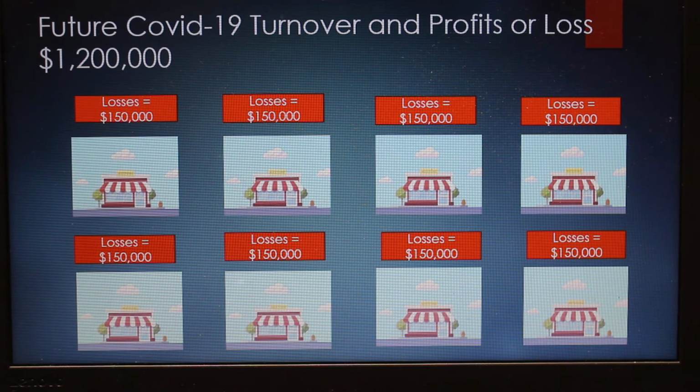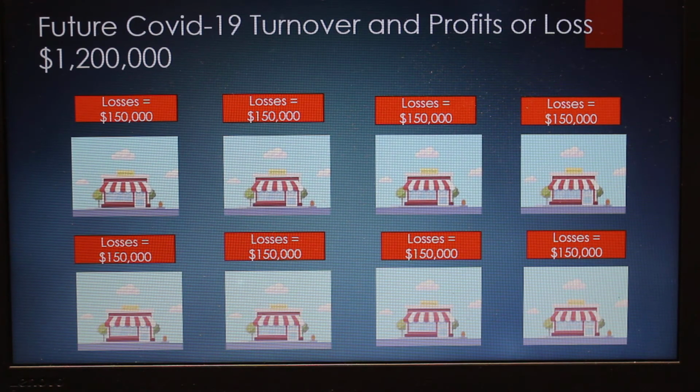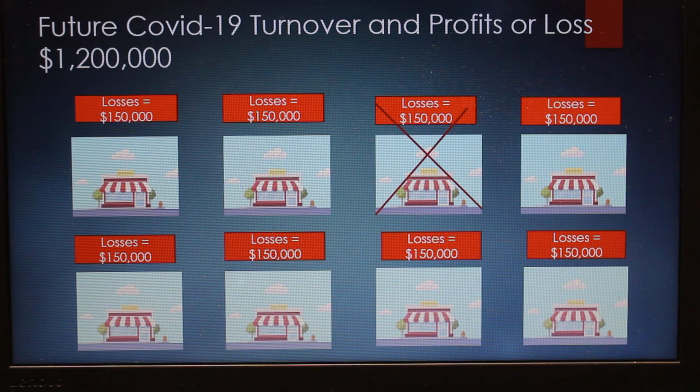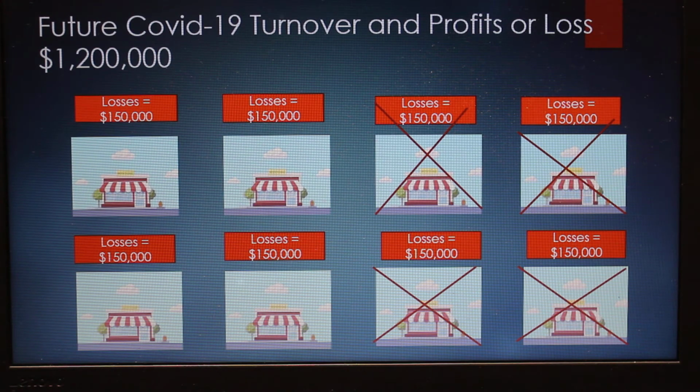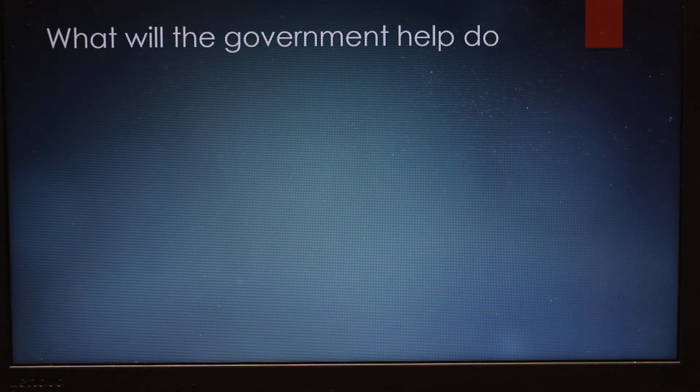Now, if we have these losses consistently occurring, this is what is going to happen. Businesses are going to start closing down. So one business closes down, another business closes down, another, another, and we would no longer have 8 businesses based on this scenario. We would have 4 businesses. So basically half of the businesses that currently exist will no longer exist due to this epidemic impact. And this is what the future looks like. This is what we may be expecting in months to come.